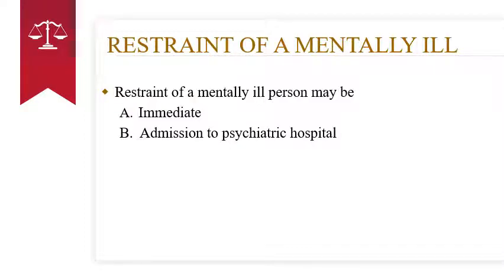The main component of Mental Health Act 1987 is the restoration of a mentally ill person in a psychiatric hospital or nursing home, and about the discharge formalities of a mentally ill person. So restraint of a mentally ill person may be immediate, or he can be admitted to a psychiatric hospital.